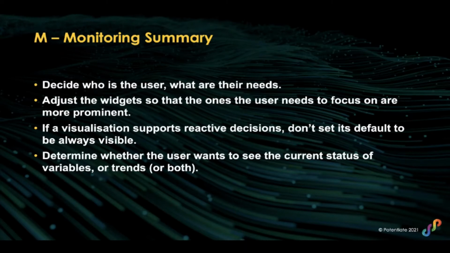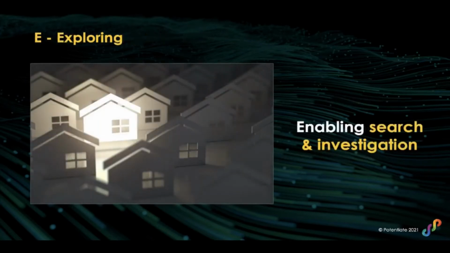What there tends to be quite often on a dashboard is it's red if you need to take action, and it's green if it's okay, and it's amber if you need to be slightly aware of it. That is less helpful to most users than just showing it when they need to be aware of it. And determine whether the user wants to see the current status of variables or trends, or quite often both. So that's the M from meme.